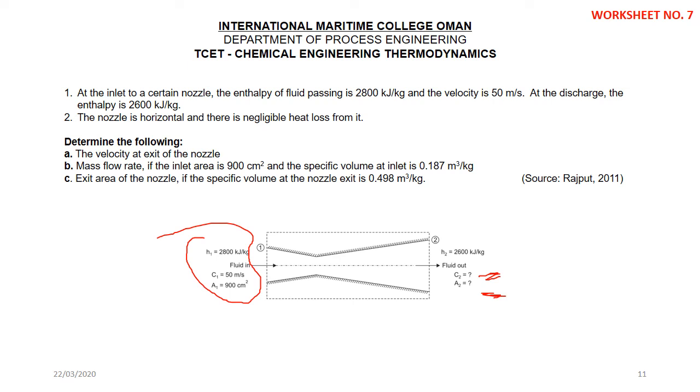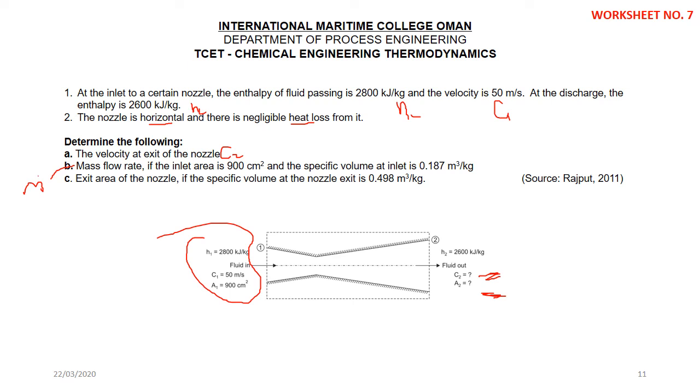So at the inlet to a certain nozzle, the enthalpy of the fluid passing is 2800 kilojoules per kilogram and the velocity is 50 meter per second, C1. This enthalpy H1 is given, and as the discharge is given, H2 is given. The nozzle is horizontal, and there is negligible heat loss. Yes, it is an adiabatic process, so Q is 0, right? So we have to find the velocity C2 and the mass flow rate m dot.